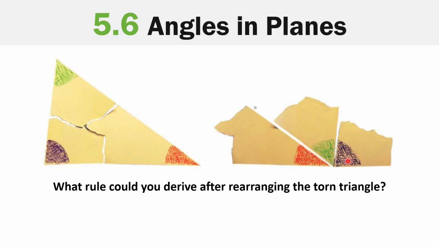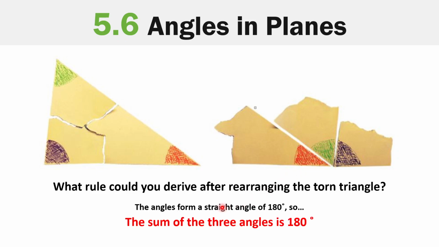and we know that in a straight angle the angles together are 180 degrees. But that would mean that the angles added up in a triangle also add up to 180 degrees. And that means that the sum of the three angles in a triangle is always 180 degrees.